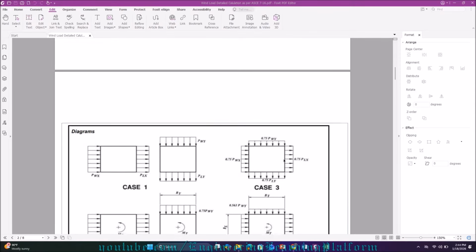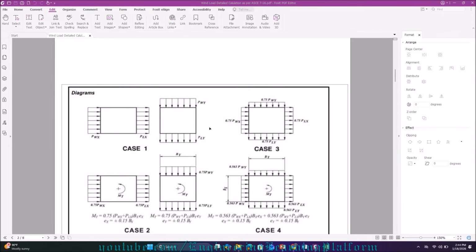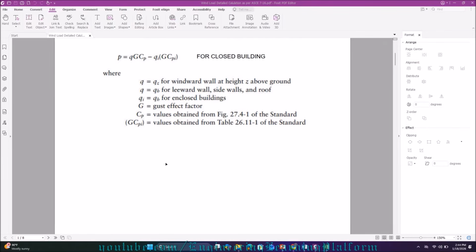And since our structure is quite symmetrical, instead of even going for case 3, we can just consider case 1 as well. But code recommends us to go for both of these cases, and we can exclude this. So now we came to know how we can apply the wind pressure in load cases to our structure. Now let's first understand how we calculate this wind pressure, and then I will be telling you how you can apply it to your portal frame.